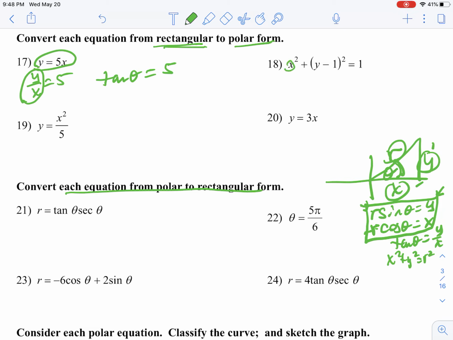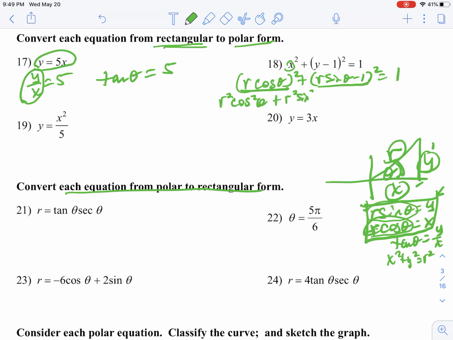Now on this one, this is really interesting. For x, I'm going to put in r cosine theta and square it. For y, I'm going to put in r sine theta, subtract the 1 and square it, and now I'm going to do some algebra. This one's r squared cosine squared theta. This one I actually am going to FOIL, r squared sine squared theta minus 2r sine theta plus 1 equals 1. And so I did FOIL there.